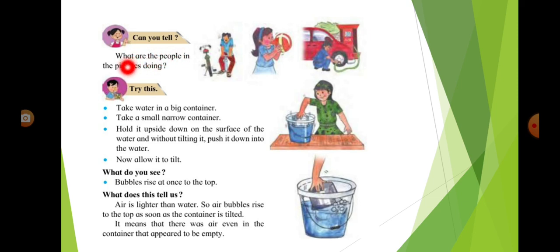Can you tell what the people in the pictures are doing? They are doing something or the other. Here, one man is pumping air into a cycle tube. Here, a girl is blowing air into a rubber balloon. Here, one man is filling air in the tire of a car.